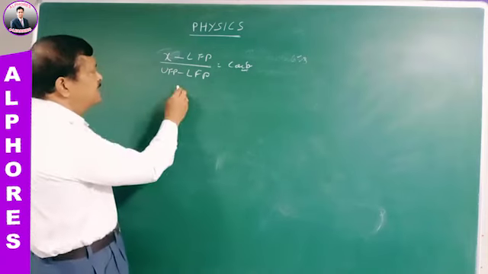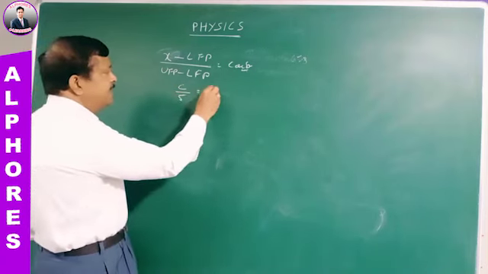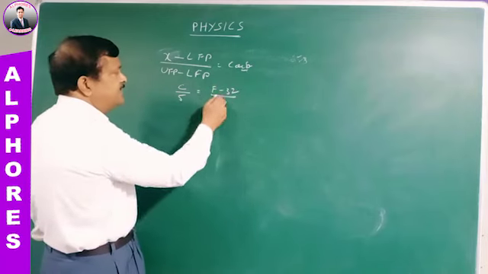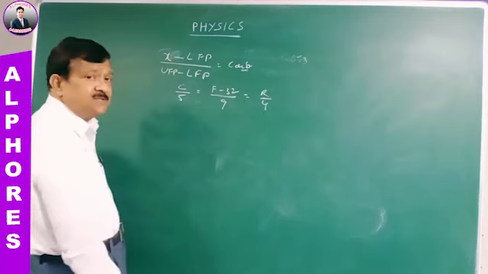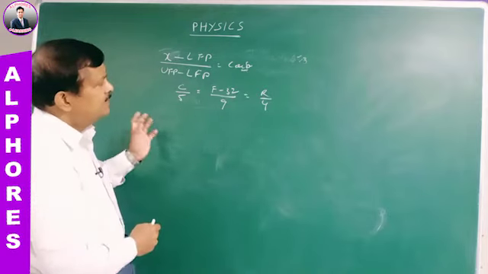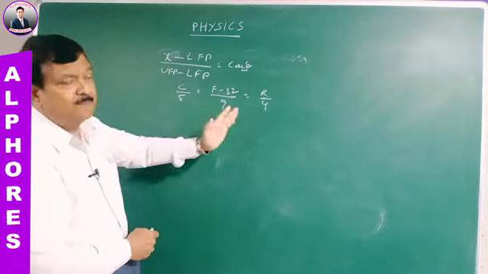Then we got the relation by applying it for the centigrade scale, Fahrenheit scale and Reamur scale: C by 5 equals F minus 32 by 9, which equals R by 4. We can use it like this. Now, let us go ahead with some numericals related to this formula.